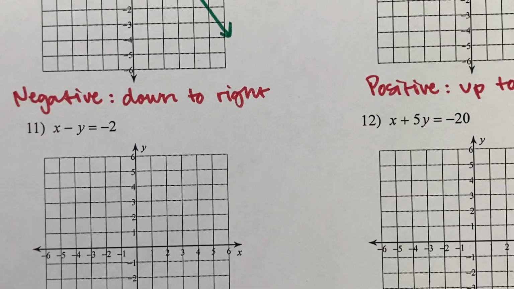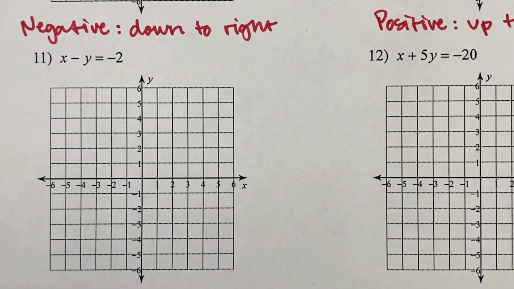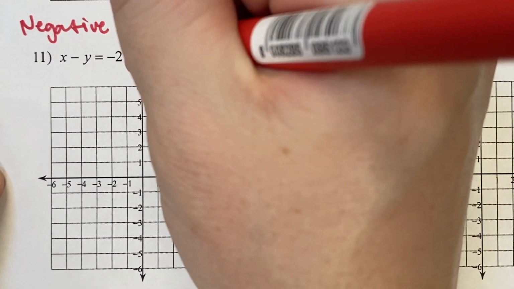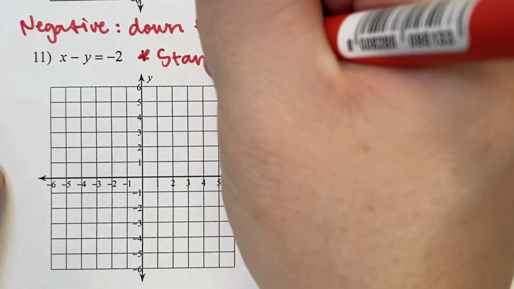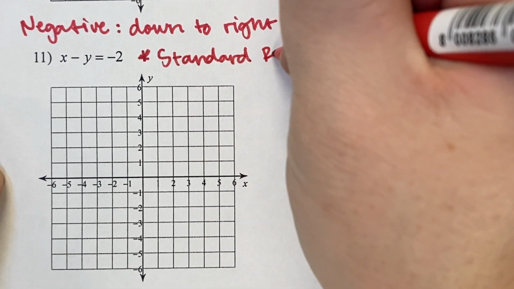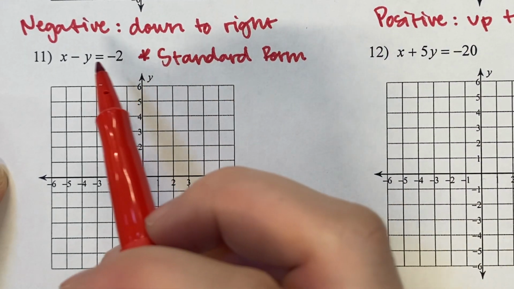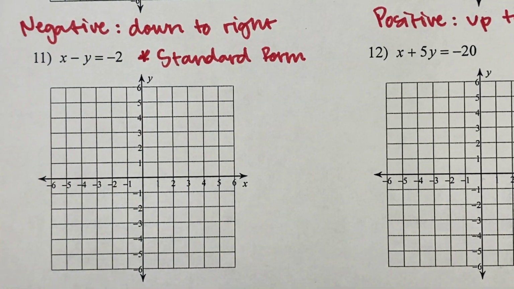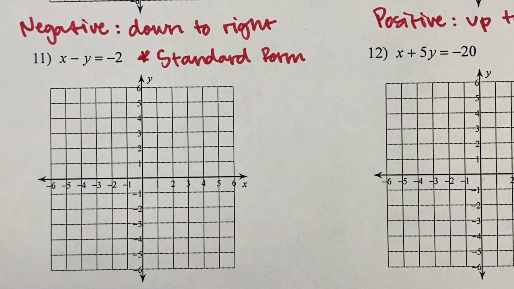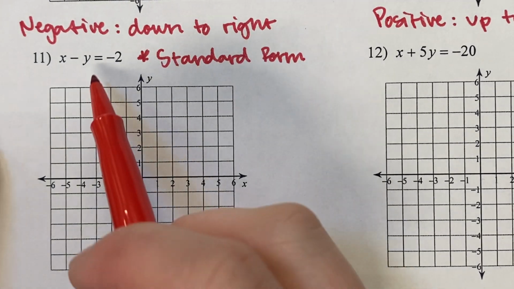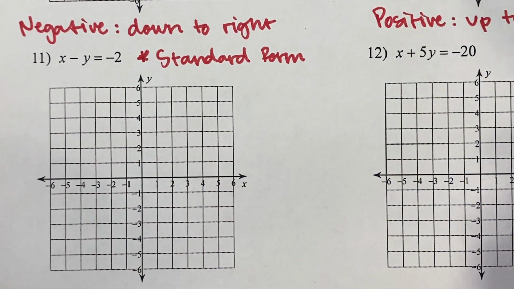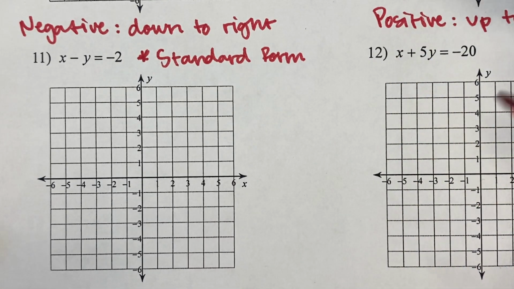Alrighty. Numbers 11 and 12 are not written in slope-intercept form. These guys are actually written in what's called standard form, meaning your x and your y are on one side of your equal sign. They're on the same side. So what we want to do is rewrite this so y is all by itself, so we can graph it just like we did on numbers 9 and 10.